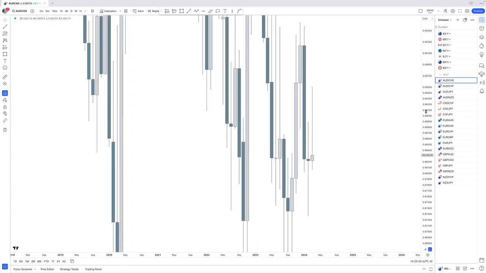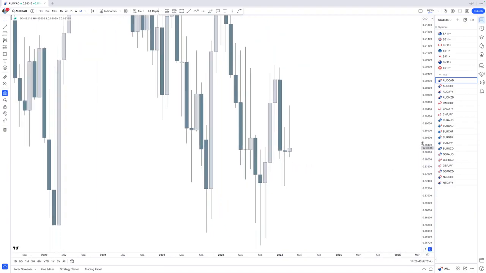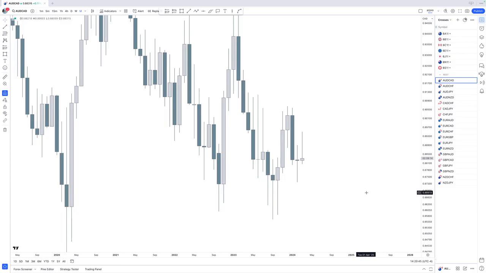Now with the crosses, be more picky, even more picky than you are on Forex majors. And the reason I mention that is because the crosses can sometimes consolidate a little bit longer than the overall Forex majors. The reason for that is because they just have less volatility. So be even more picky about your price action right here in the crosses.